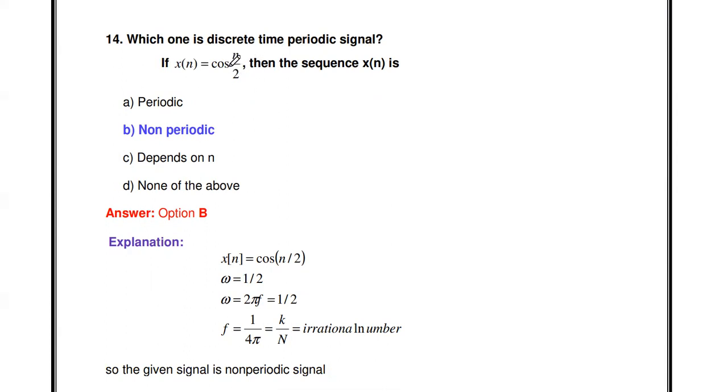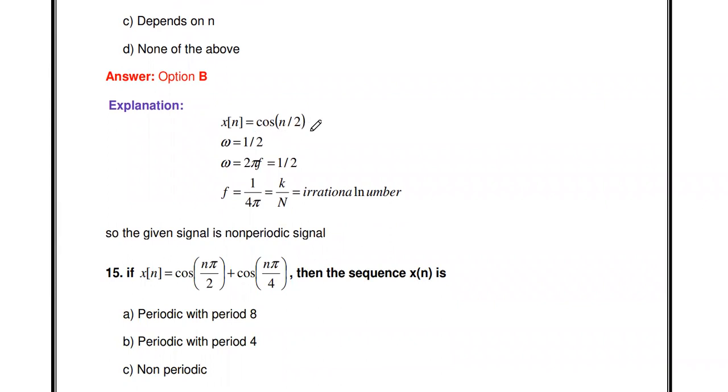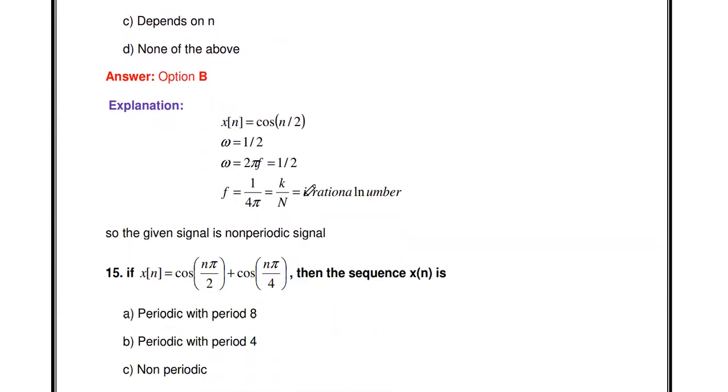So here, I already told you, in the omega part pi is not available, which means it's non-periodic. So the same thing we did: x of n, you just write. In the place of omega, which one is available? 1 by 2. So what is the f? F is nothing but 1 by 4 pi. So k is an integer but n is 4 pi. 4 pi is not an integer, so it's an irrational number. So the given signal is non-periodic.